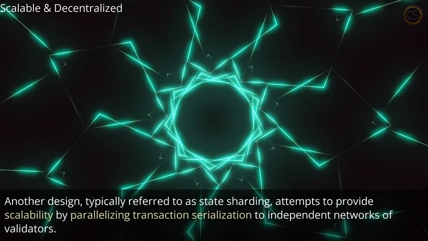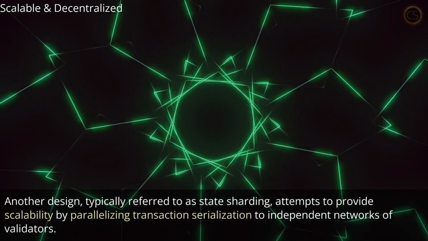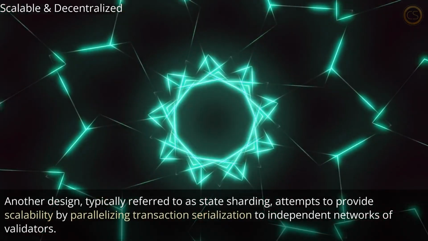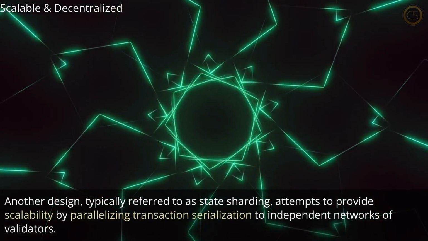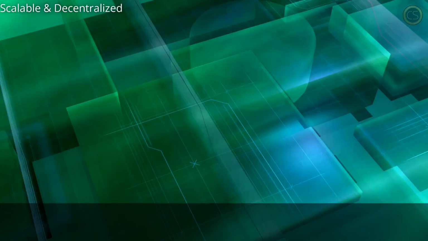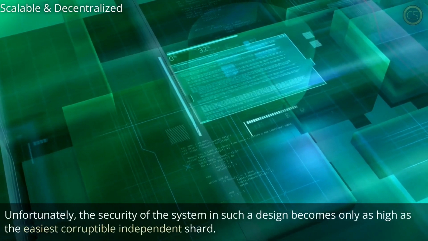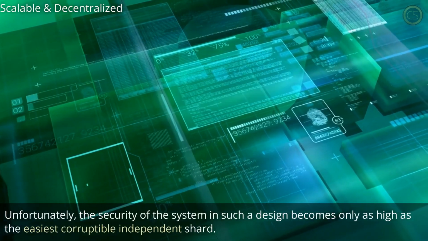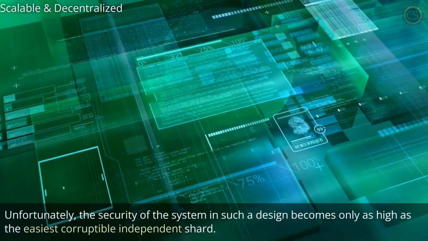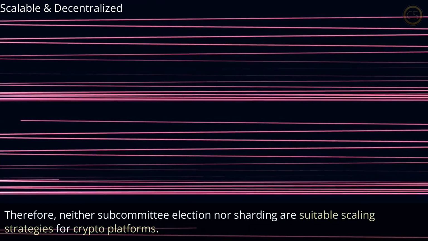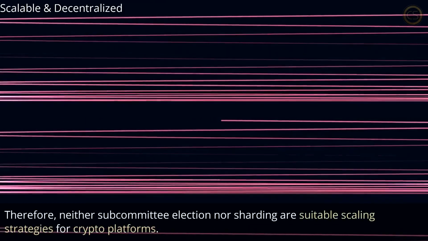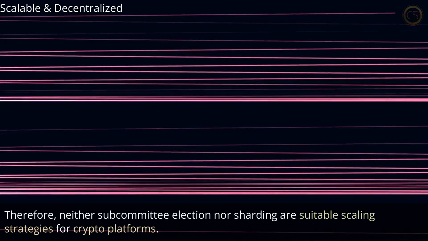Another design, typically referred to as state sharding, attempts to provide scalability by parallelizing transaction serialization to independent networks of validators. Unfortunately, the security of the system in such a design becomes only as high as the easiest corruptible independent shard. Therefore, neither subcommittee election nor sharding are suitable scaling strategies for crypto platforms.